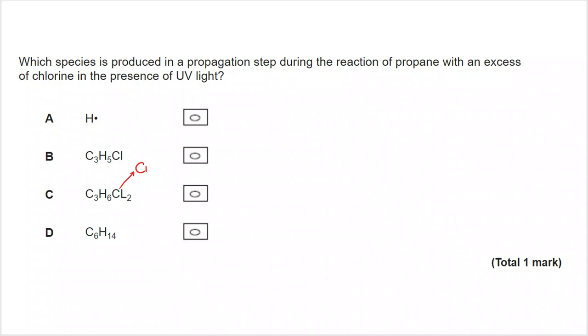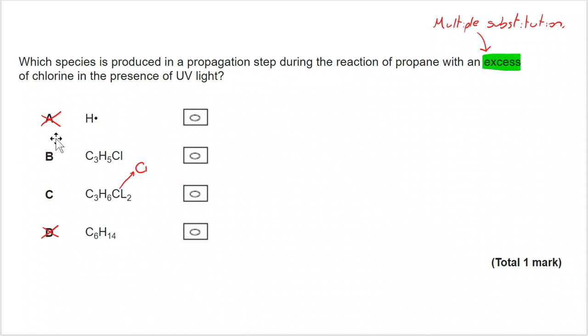So this question is asking about what will happen in the propagation step with an excess of chlorine in the presence of UV light. The UV light tells us that the chlorine will break down into its radicals. The excess tells us something about multiple substitutions. So I'm going to get rid of hexane. I'm not going to get that as a major product because we're more likely to find chlorine being added on. You're not going to get an H radical. It simply doesn't happen. So we can disregard that straight away.